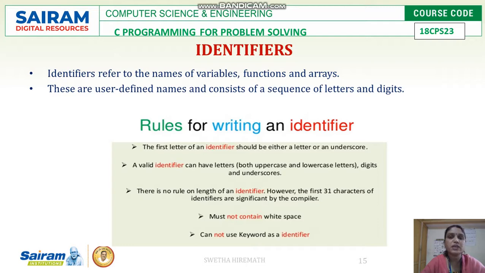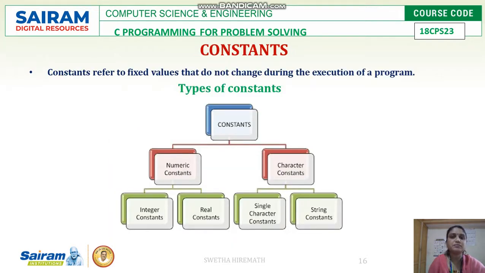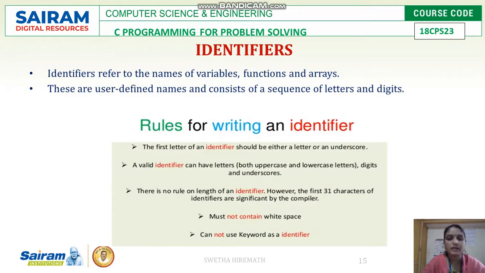Apart from this, we can give examples here, like integer, integer1, class_strength. These are the different examples which we can give for our identifiers. So this is about keywords and identifiers of our C tokens.